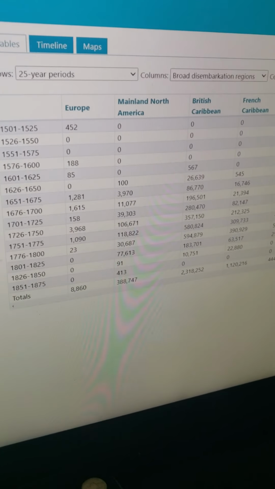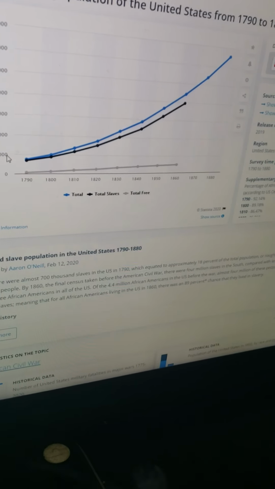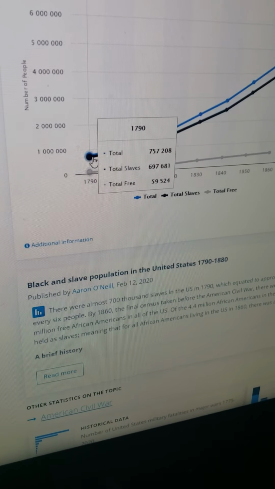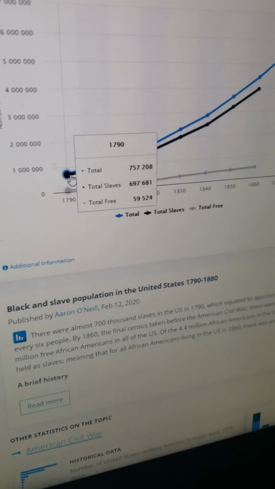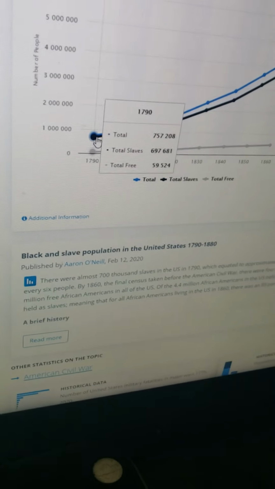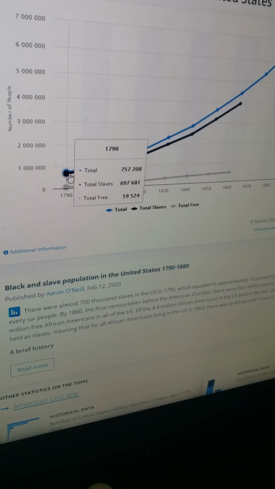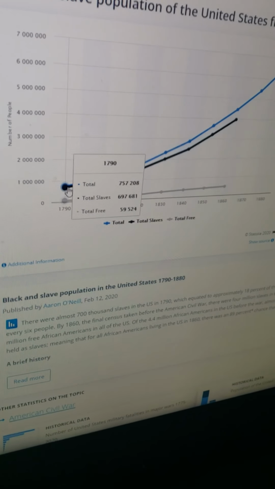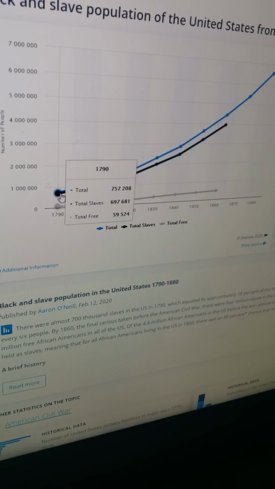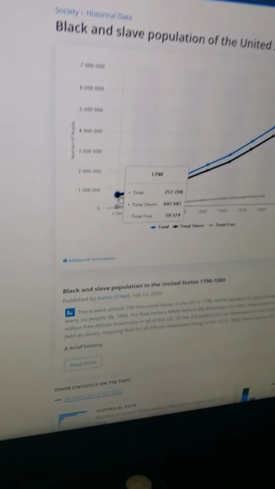All right, so now that we understand that, let's go to 1790, because remember, that's when the first census was put out. Okay, 1790, there's a total of 697,681 so-called black slaves. And there's 59,524 free black people or whatever, according to this census. So what the hell is a free black if they all came over here from Africa on slave ships? Because when you're brought over here on a slave ship, that's perpetual slavery. So there ain't no free slaves. You hear me? So I'm just throwing that out there.